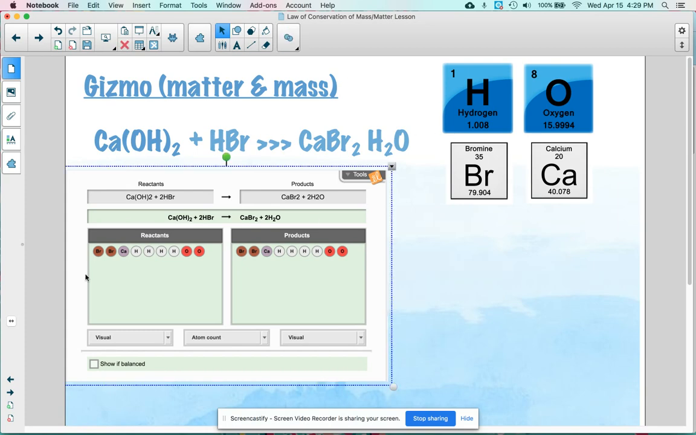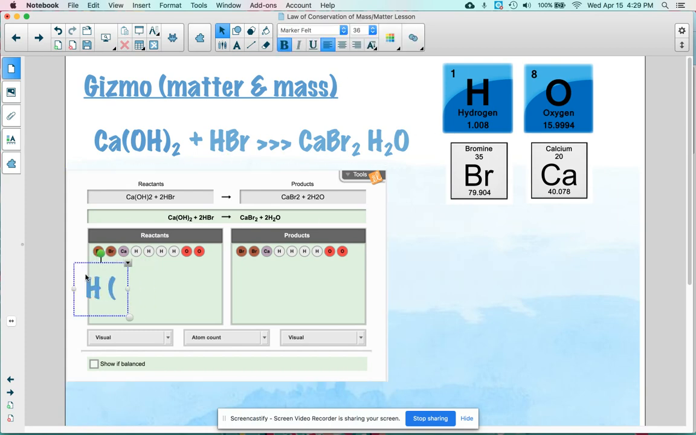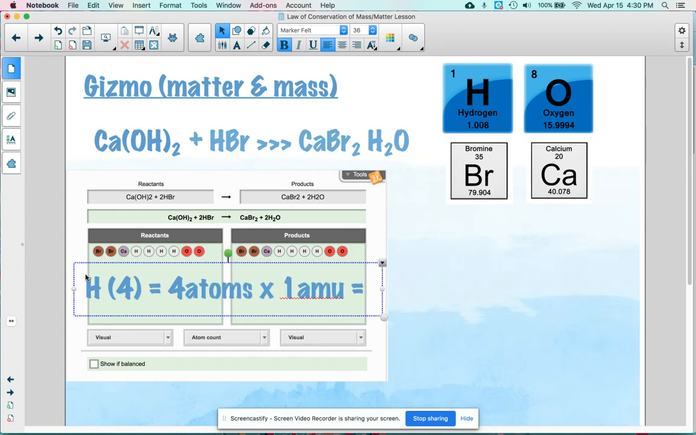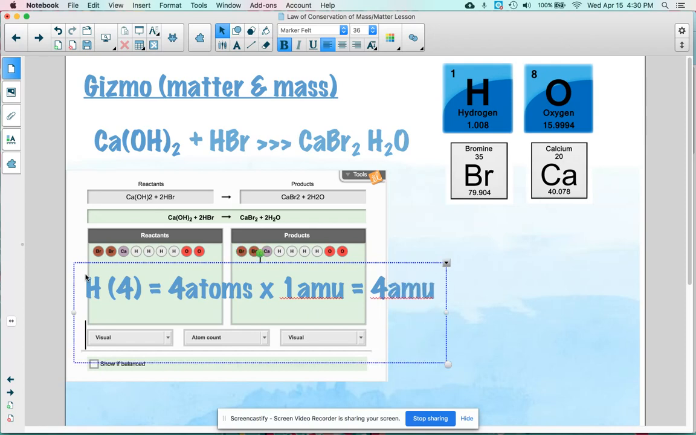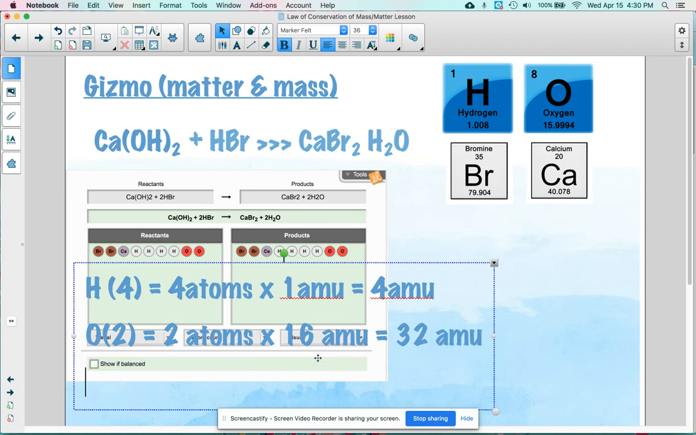So I know my hydrogen. I have 4 of them, and I have 4 atoms times 1 atomic mass unit equals 4 atomic mass units. Now for my oxygen, I have 2 of them, and there's 2 atoms times 16. I got that from right here, my atomic mass of oxygen, 16 atomic mass units, equals 32 atomic mass units.